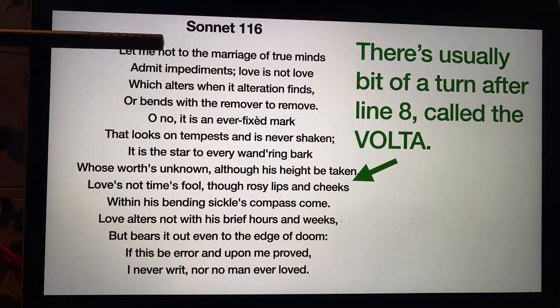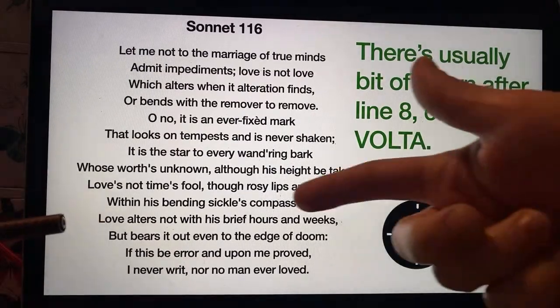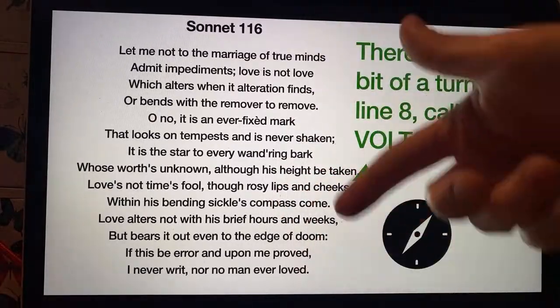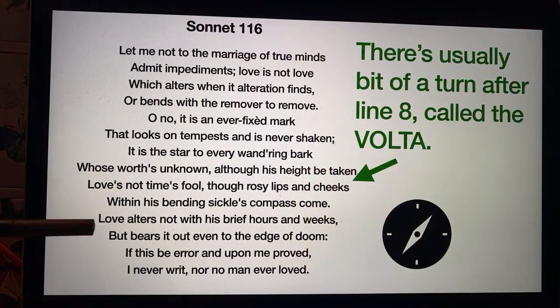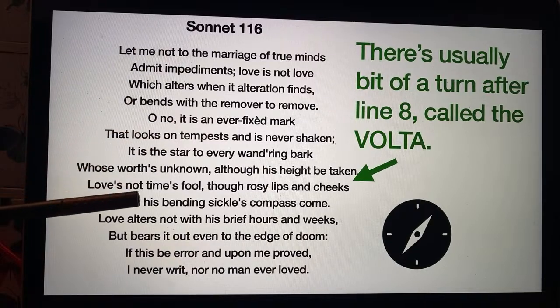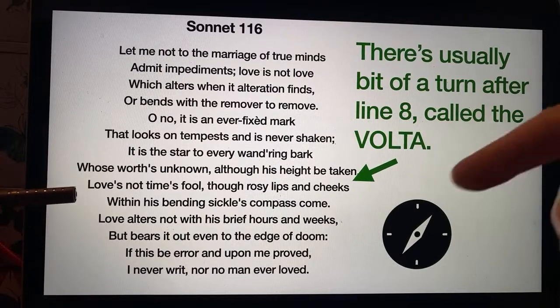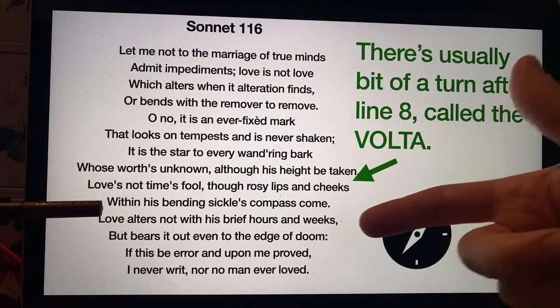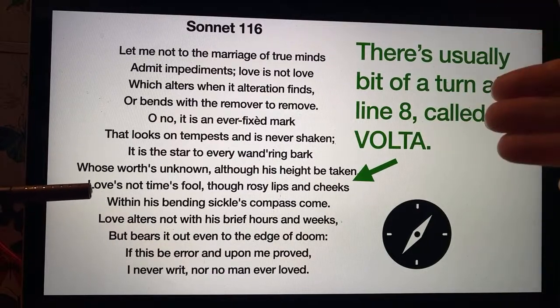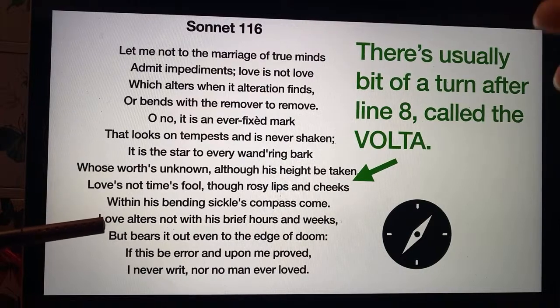So love doesn't move. And then we get to love's not time's fool, though rosy lips and cheeks within his bending sickle's compass come. Again, we've got that mention of a compass, so he's definitely tied those two bits together, either side of the volta. But then we start talking about how love isn't affected by time either. So it's not affected by movement, it's not affected by space, if you like, and it's not affected by time. My God, this is the most scientific sonnet I've ever read. Love's not time's fool, though rosy lips and cheeks within his bending sickle's compass come. So love isn't affected by time. Even though people's looks are affected by time, love doesn't alter with time.